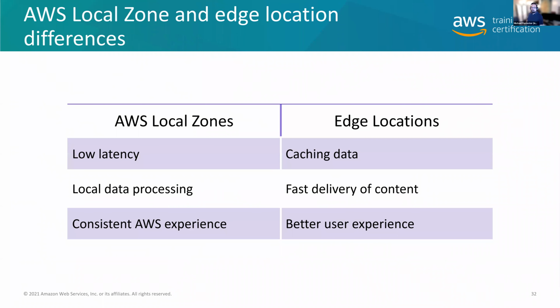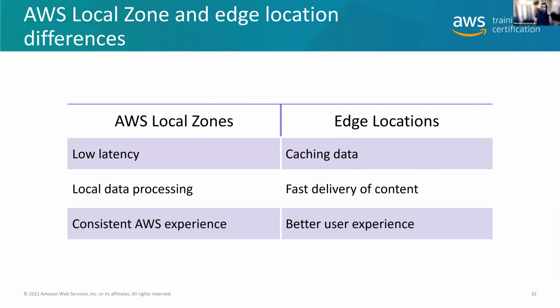Other things to note. The difference between a local zone and an edge location is that local zones host applications. Edge locations really just act as caches. If you need single digit millisecond latency, look at local zones. Edge locations can provide that, but again, they're not hosting applications. They're just trying to deliver copies of content that you already have in another location.